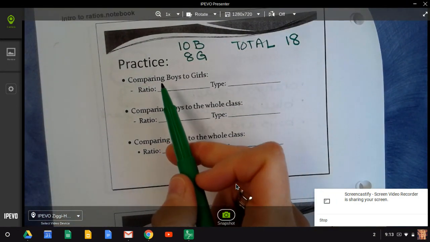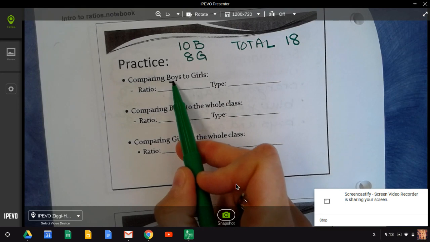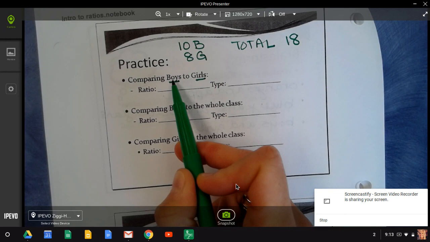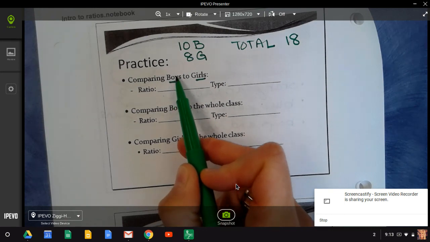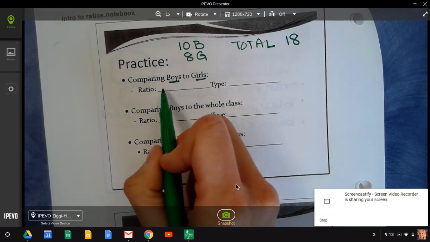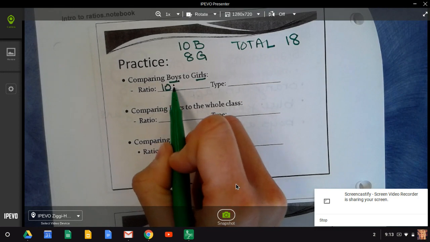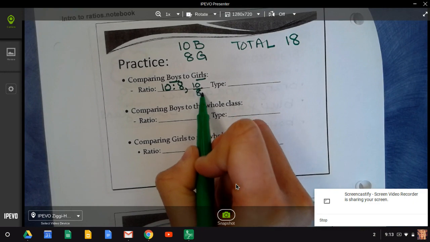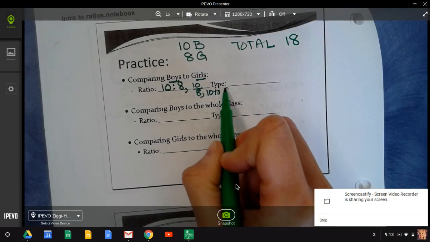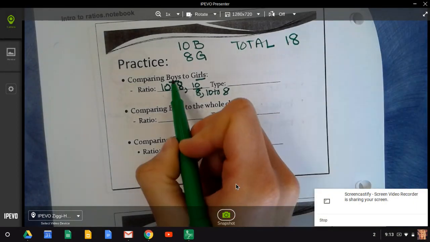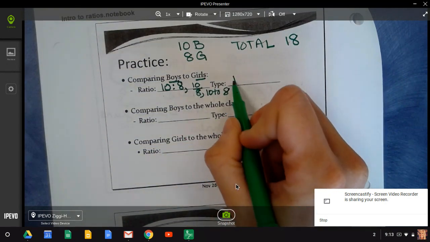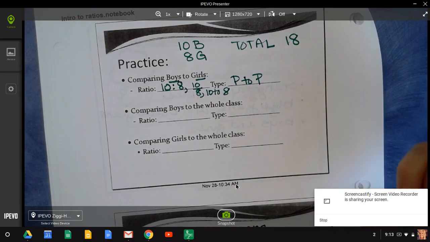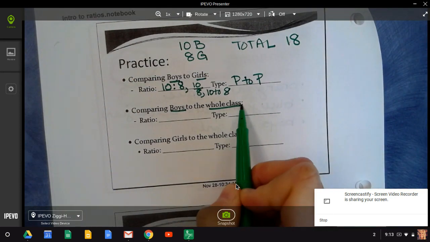Now, comparing boys to girls. So the ratio of boys to girls. Now you have to make sure that whatever comes first, that's your number that comes first. So the number of boys has to come first because that's what's first in our sentence or our phrase. So 10 boys. So we would write 10 to 8. You could write that 3 ways. 10 over 8. Or you could write it as 10 to 8. And because we're comparing the boys to the girls, that's a part-to-part comparison.